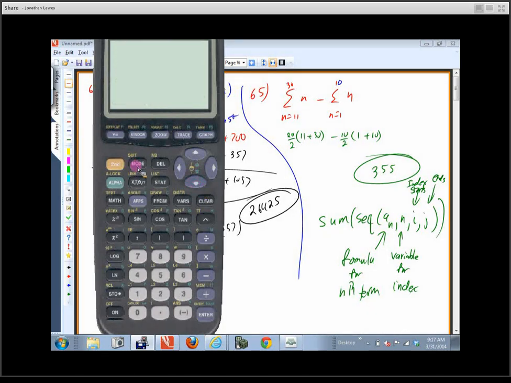I'm going to hit second quit and I'm going to do this. I'm going to hit second list. I'm going to go to the math and grab the sum and tell it to sum the stuff in L1. And the stuff in L1 was that list of numbers that we figured out earlier. So it adds them up that quickly. Okay? So several different ways you can approach that problem. Any questions?